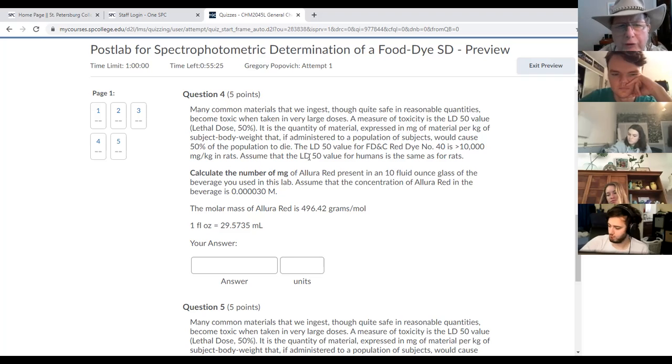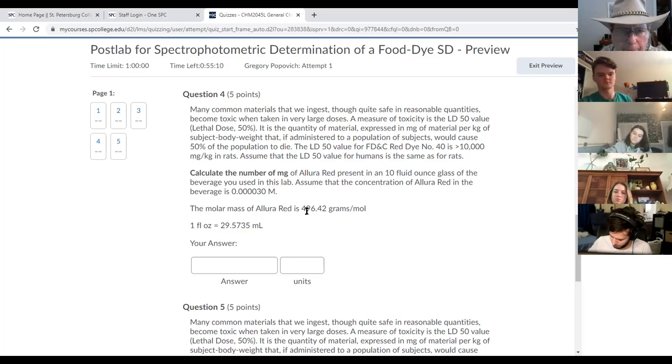So you are going to take your dye's concentration, multiply it by the 10 fluid ounces, change to liters. That will give you moles. Turn the moles into grams. Then once you have turned the moles into grams, you are going to divide that by 150 pounds changed into kilograms. And you're going to be able to compare it to the 10,000. Questions, guys?